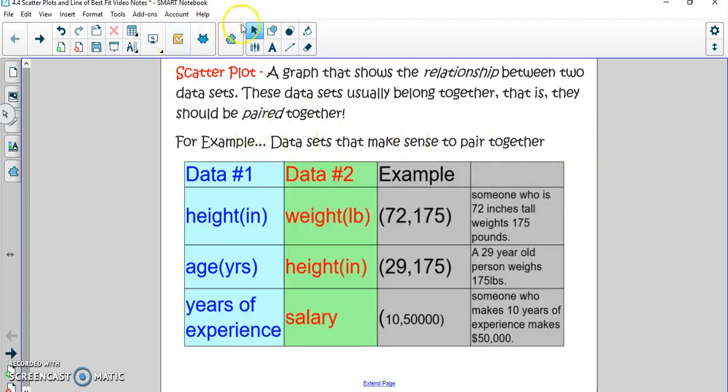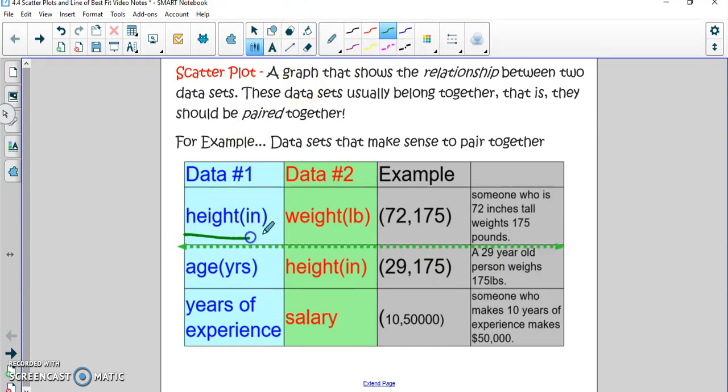Here's a quick example; there are three different examples here. Height and weight are two different data sets that normally pair well together. So I could pair them together and give you an ordered pair like this example here: somebody who's 72 inches tall would weigh 175 pounds. Another thing that we might want to associate together because they relate to each other is your age and your height. So for example, age and height could be written as an ordered pair, like somebody who's 29 could be 175 pounds.